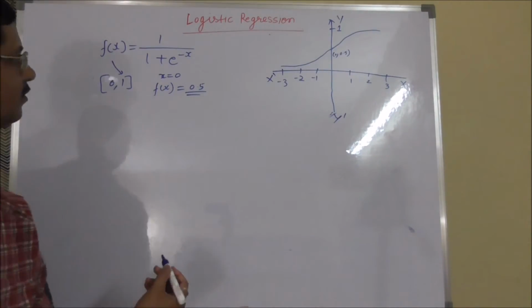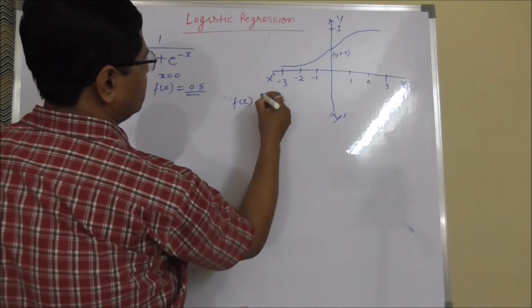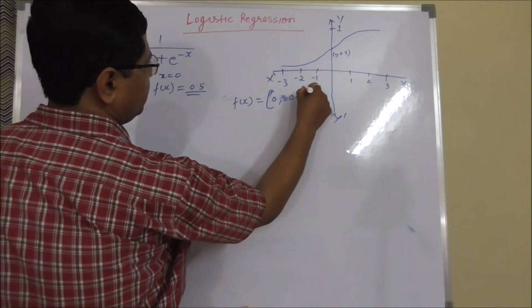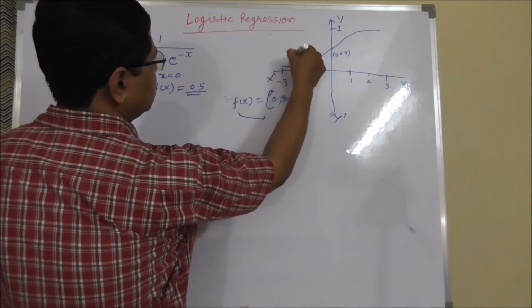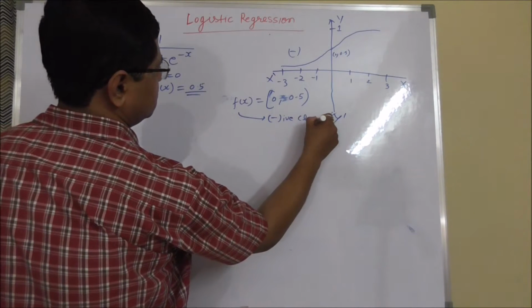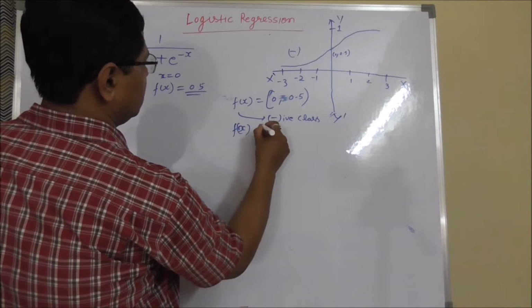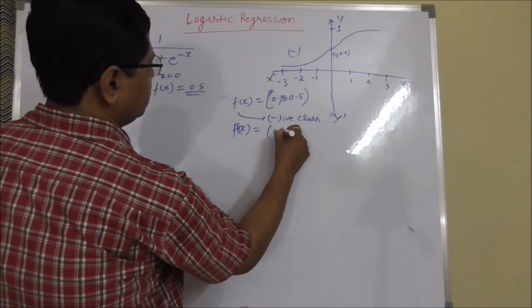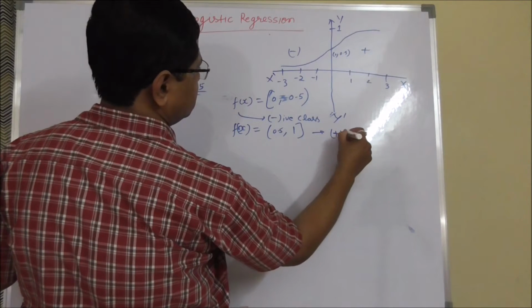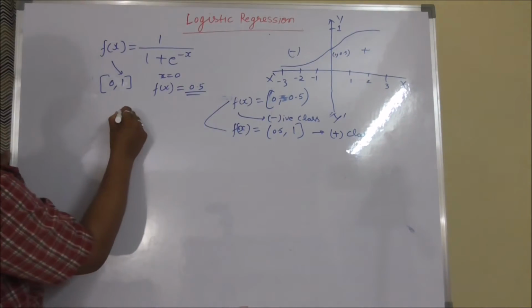Now from this curve we can observe that all values of f(x) which lie in the range of 0 to 0.5 represent the negative class, and all values of f(x) which lie in the range of 0.5 to 1 go in the positive class. We use this feature in binary classification.